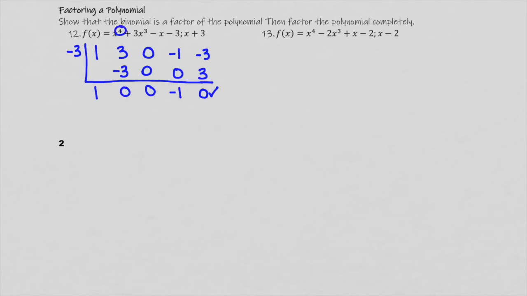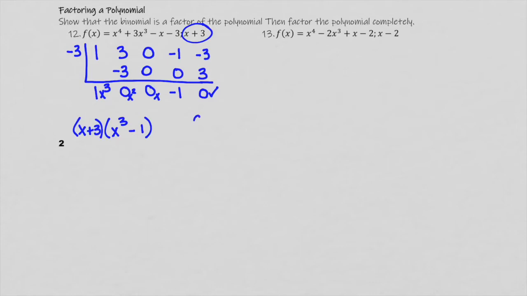Now I'm ready to factor it the rest of the way. So I need to write this out as a polynomial. Since my highest power was 4, this one's going to start at x cubed. I still don't have an x squared or an x in this one, but for factoring completely, I still have the x plus 3. Now I'm left with x cubed minus 1, because that's what my division left me with.